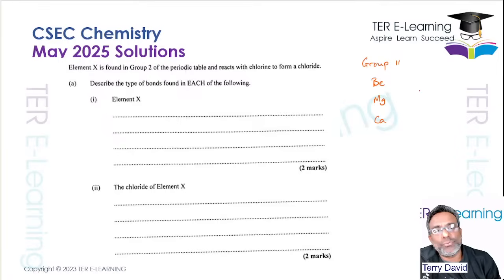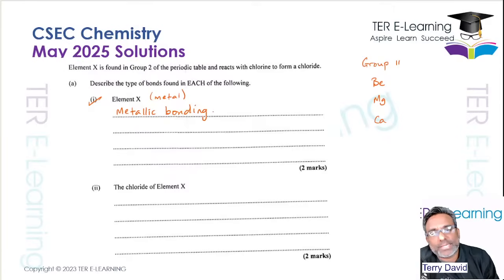Now, they said describe the type of bonds found in each of the following. So let's start with element X. Element X belongs to group 2, and that is a metal. So what are you going to say? You want to describe the type of bonds, so we have metallic bonding. That's the type of bonding that we have here, metallic bonding.